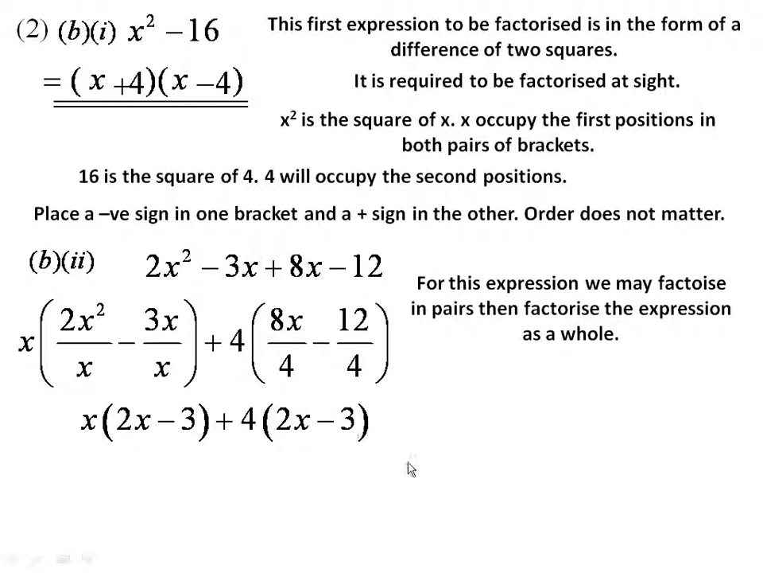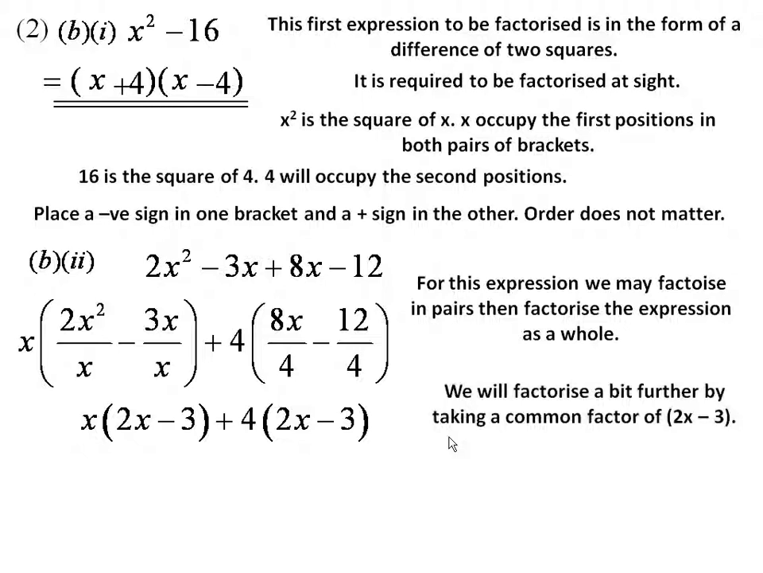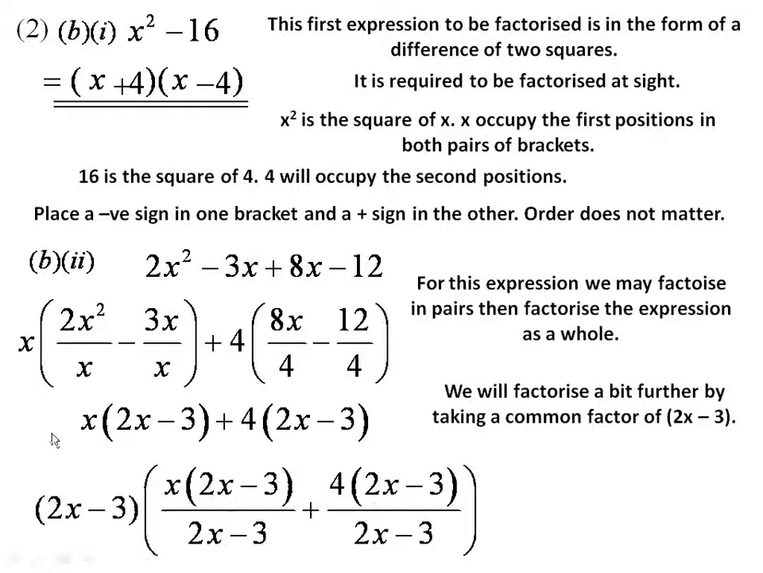Right. And there we have common factors again. So we will take the common factor and then divide by the common factor. So we will factorize a bit further by taking a common factor of 2x minus 3. So we have x, 2x minus 3 right there, and we divide that by 2x minus 3. Then we have 4, 2x minus 3, we have it here, then we divide by 2x minus 3. So we take the common factor and we divide each term by the common factor.